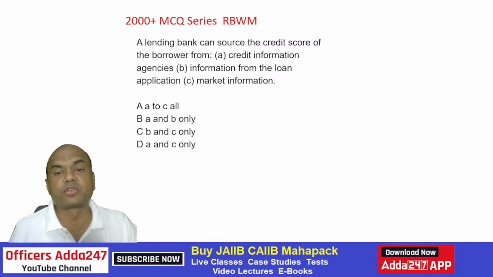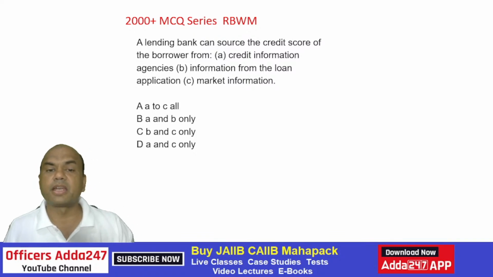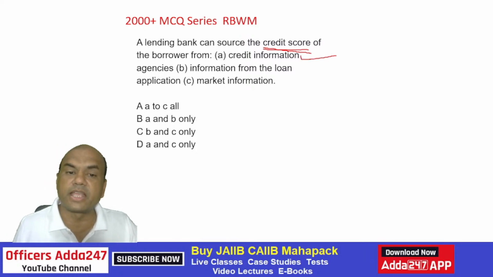A lending bank can source the credit score of the borrower from credit information agencies, information from the loan application, and market information. So from where does this credit information company source the credit score of the borrower? Remember, what do you mean by score over here? If you call it only the score, the credit score, we have CIBIL over here, right? CIBIL company. So credit information agency, that is the right answer. A is the right answer.